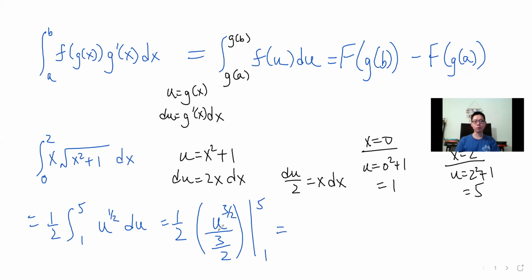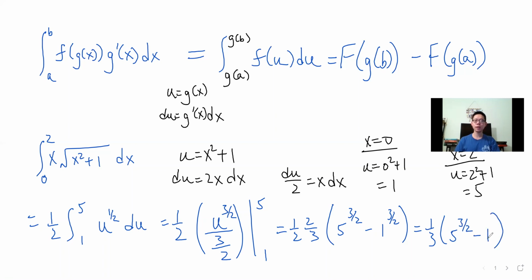Okay, so let's see, 1/2 times 2/3, we can simplify that later. 5 to the 3/2 minus 1 to the 3/2. That's just 1/3 times 5 to the 3/2 minus 1. And that's it.